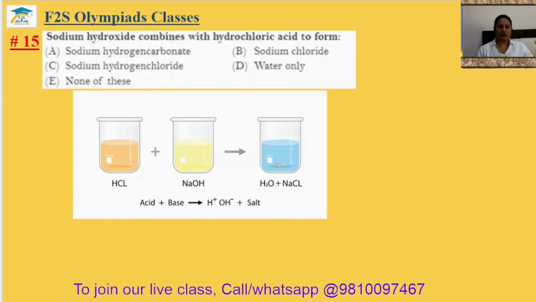Question number 15. Sodium hydroxide combined with hydrochloric acid to form. So this is your sodium hydroxide, this is your hydrochloric acid, and when they mix with each other they will form salt, NaCl, sodium chloride, and water. So sodium chloride is in option B. The 15th answer will be option B.